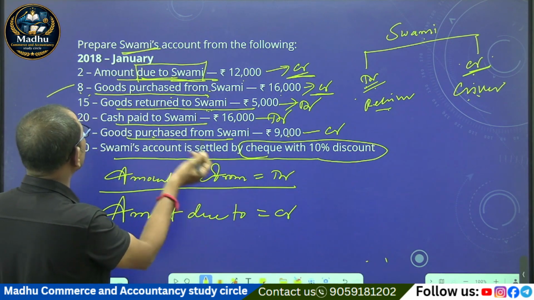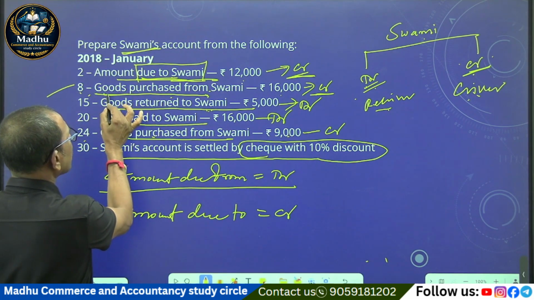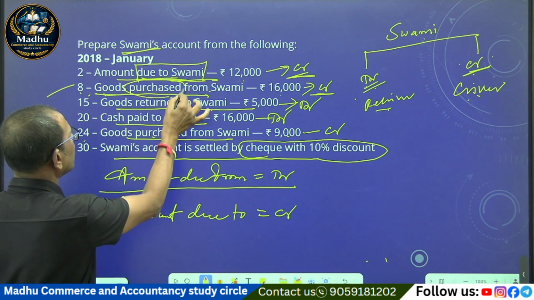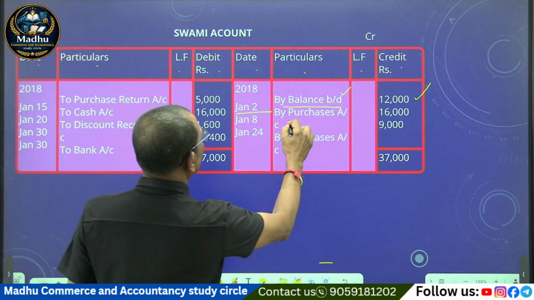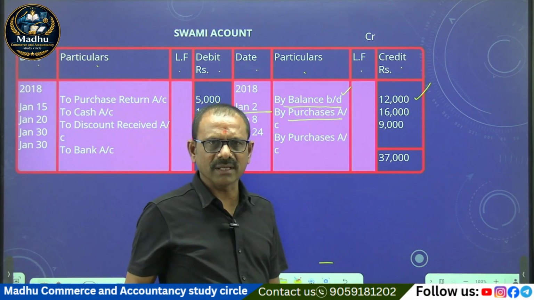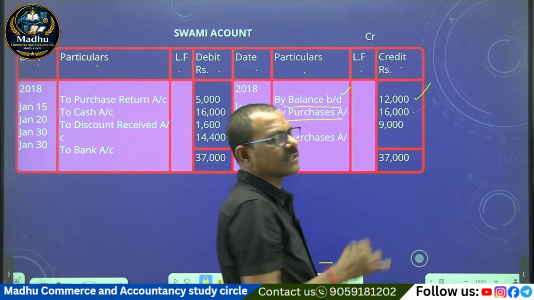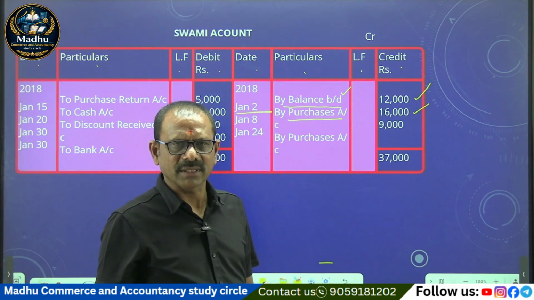What we record here? Goods. Goods name is not there. Then what we have to write here? Purchases. So here we write by purchases account. What is the amount here? 16,000, we record by purchases.